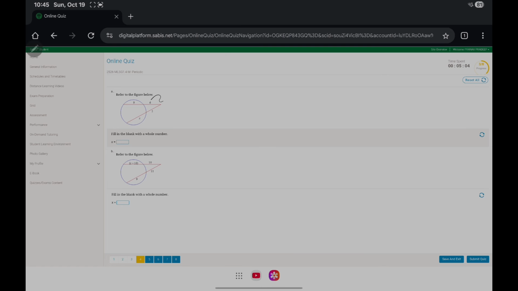Now here we need to multiply 6 times 6 plus 9, which is 15. So the rule is you have to multiply this part of the secant times 9 plus 6. So then we get 15 times 6 is equal to 90, and this is equal to 5 times 5 plus x.